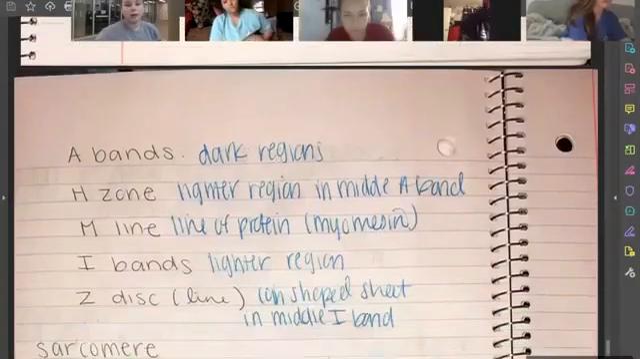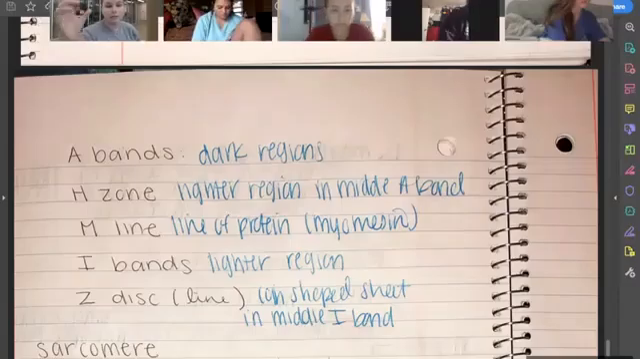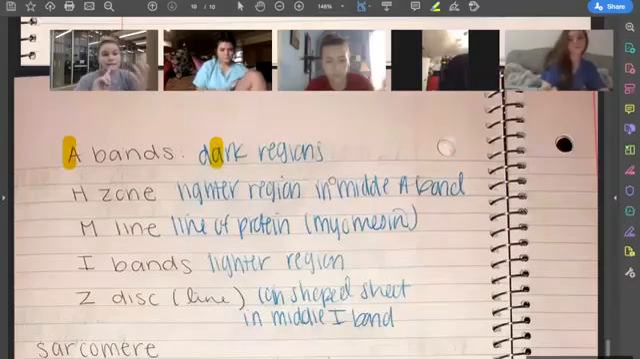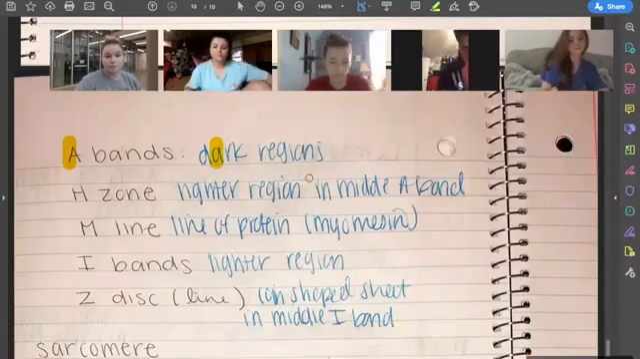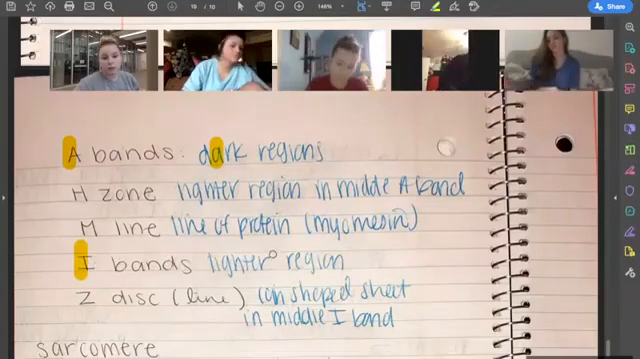Your A band, remember, is made of actin and myosin. It's a dark region. It's dark because it has a lot of filaments in it, because it has actin and myosin. A and A: the dark band and the A band, because it has actin and myosin in it. The M line is in the middle. I'll show you this in a second. The I band is the lighter region. And then we learned that the Z disc is the end of the sarcomere. It looks like a little ladder at the end.